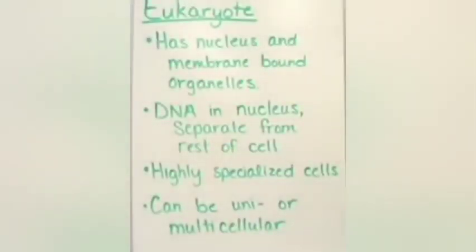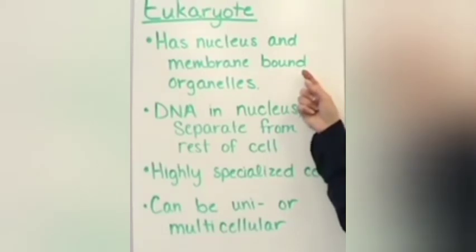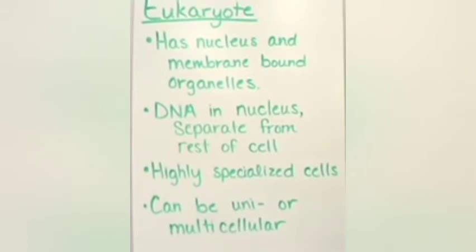Eukaryotes, on the other hand, have some slightly different structures. First of all, the eukaryotes do have a nucleus and membrane-bound organelles. Okay, they do have those. Their DNA is contained within the nucleus, and that keeps it separate from the rest of the cell. Okay, it's not in this circular structure anymore. It's in lots of string-like structures. And so keeping it away from the rest of the pieces of the cell actually keeps it from breaking and having issues. So the DNA is kept separate from the rest of the cell.